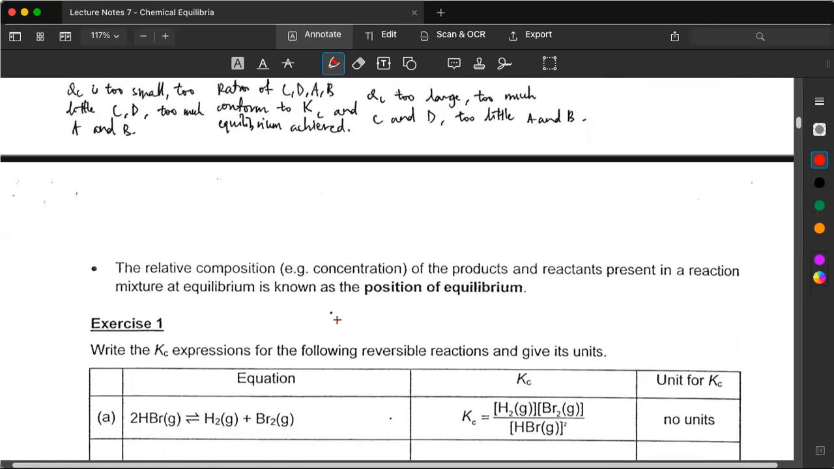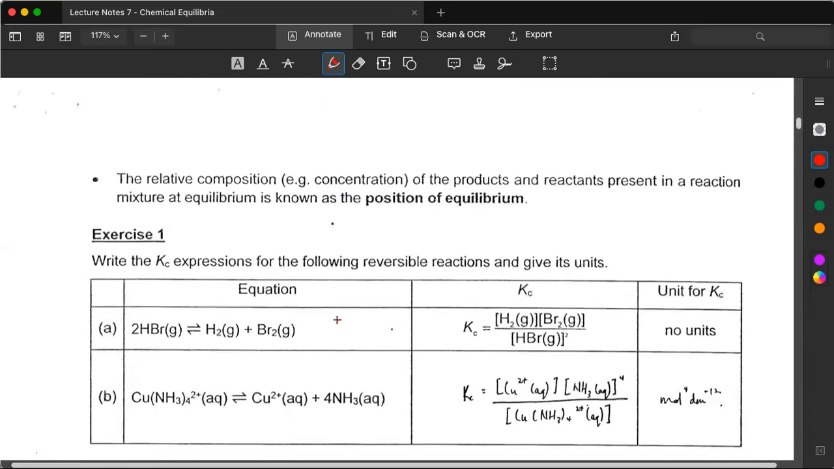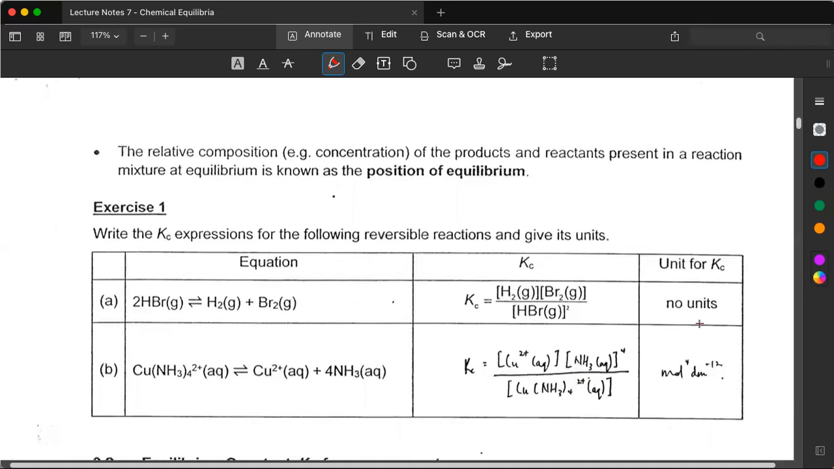Now these are just some simple exercises. Let's say you have this equation: how do you write the Kc and what is the unit? I just give you the example, and you can redo it in your own time to practice. You can see that sometimes Kc may not have units. It depends on the expression, it depends on the equation. But sometimes Kc has a very weird unit, like mol^-4 dm^12, which is very unusual because of the unusual ratio.